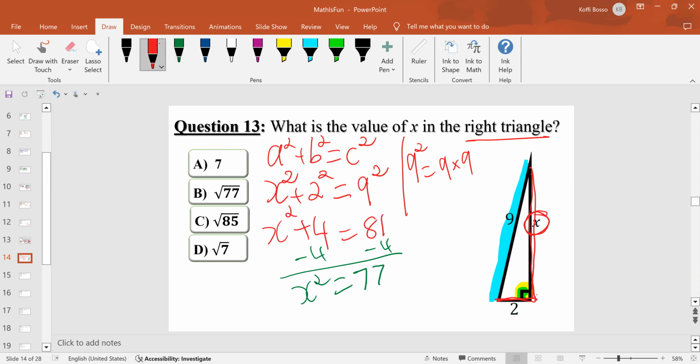So to find x, we're going to say x is equal to square root of 77. Yes, and it has to be a positive value because here it is a distance. So the correct choice is B. We cannot simplify square root of 77. Therefore, we leave it like that.